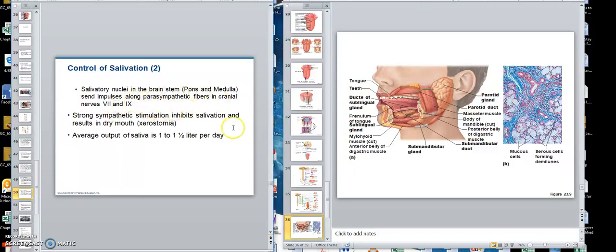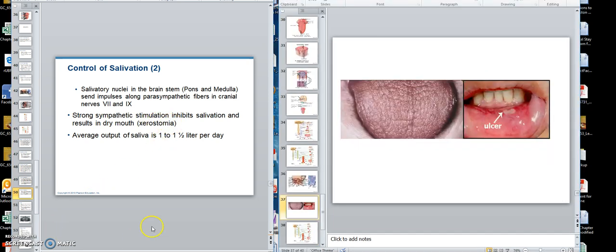Salivatory nuclei, we already talked about that. That's the nuclei that come in and do the parotids and so forth. Strong sympathetic stimulation, already said it, inhibits salivation. Xerostomia. Xerostomia is a fancy name for a dry mouth. And it can get so dry, it can start causing ulcerations in the mouth. Okay, you see right here, I put a picture in of the dry mouth, that xerostomia can even cause ulcerations.